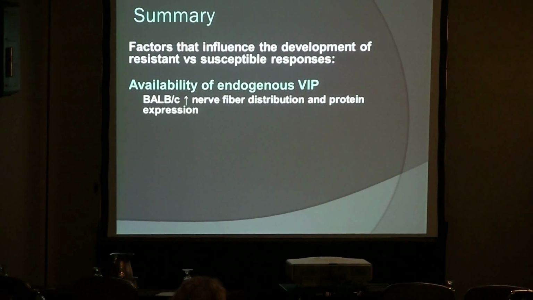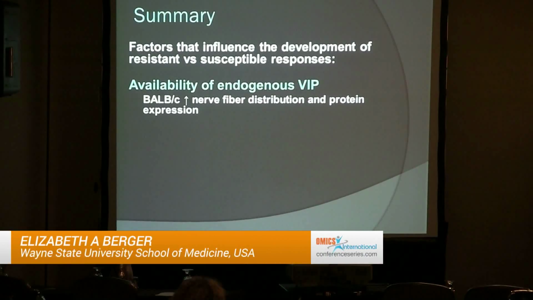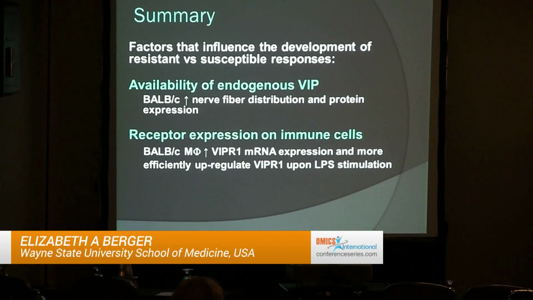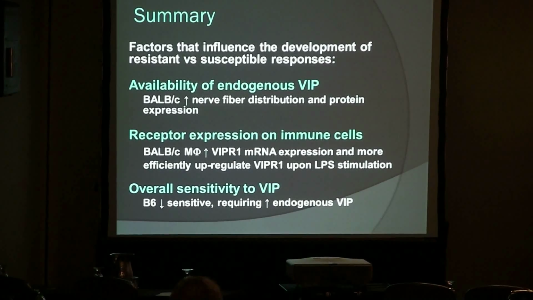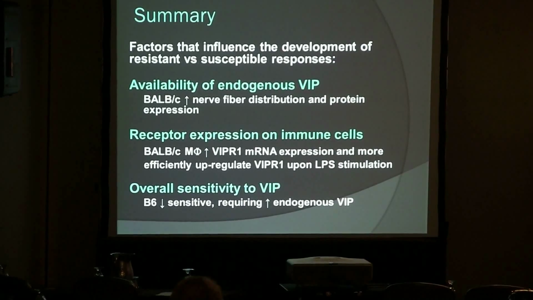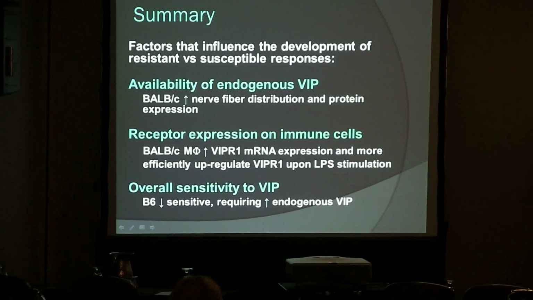So in summary, some of the factors that influence the development of the resistant versus susceptible response in regards to VIP includes the availability of endogenous VIP, where BALB/c mice have a higher level of nerve fiber distribution as well as protein expression. And then the receptor expression on immune cells themselves, where, again, BALB/c macrophages have a higher expression of VIP-R1, and they can more efficiently upregulate this receptor when stimulated with LPS. And then the overall sensitivity to VIP, where B6 animals are less sensitive and therefore require higher endogenous levels of VIP to get the same response.